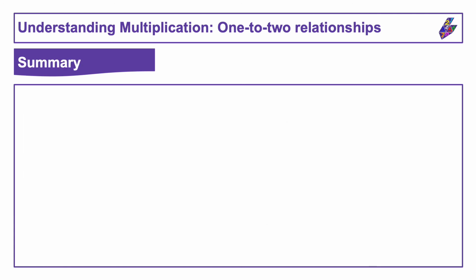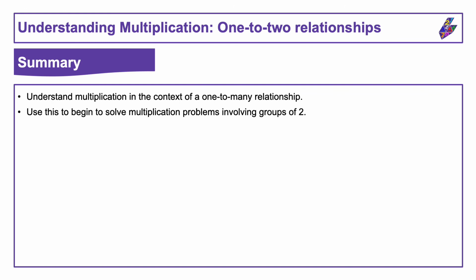So to summarise, we've looked again at multiplication in the context of one-to-many relationships. In this video, we looked at 1-to-2 relationships. We used this to begin to solve multiplication problems involving groups of 2. And we built on the part 1 video by exploring a range of strategies that might help us to solve multiplication problems.